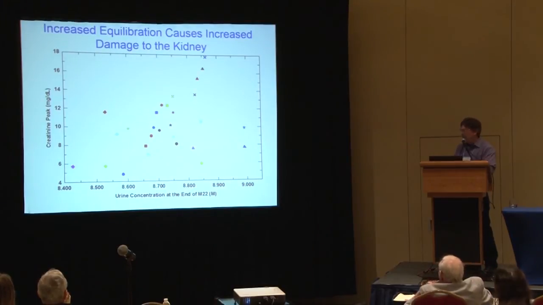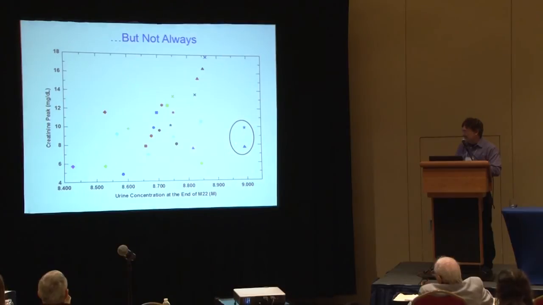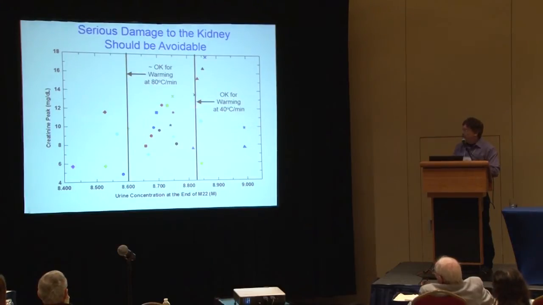So if you transplant kidneys after different urine concentrations have been achieved, there's a general tendency, unfortunately, for damage to increase as the saturation of the kidney with cryoprotectant increases, which is not too surprising. But you need to look at this in slightly different ways. First of all, look at those guys. They were out here at the highest concentrations ever, and they had some of the very most acceptable creatinine peaks that there were. And also, this is the dividing line for being okay to warm at 40 degrees a minute.